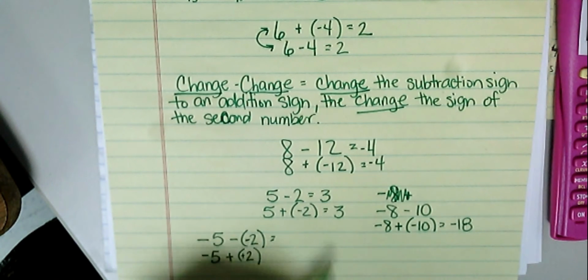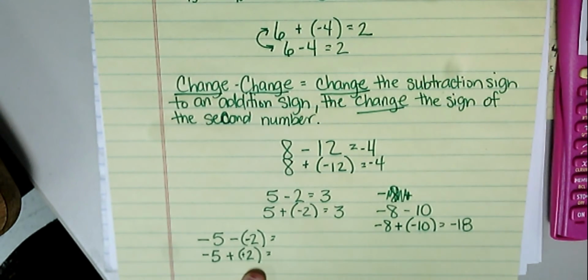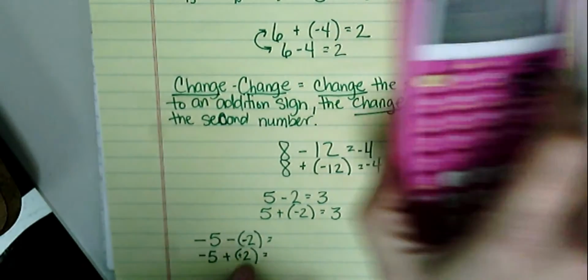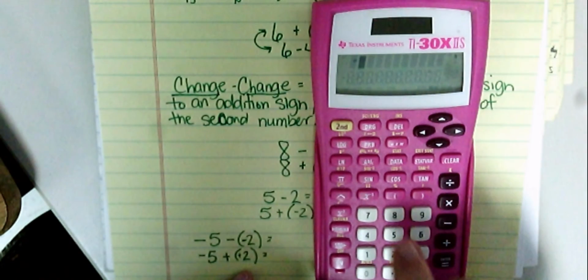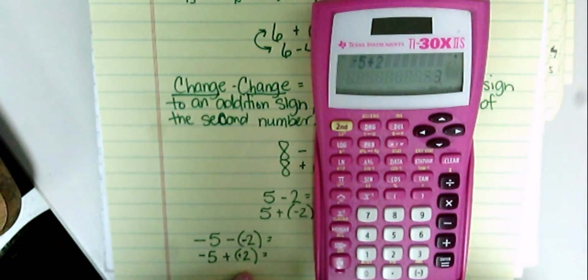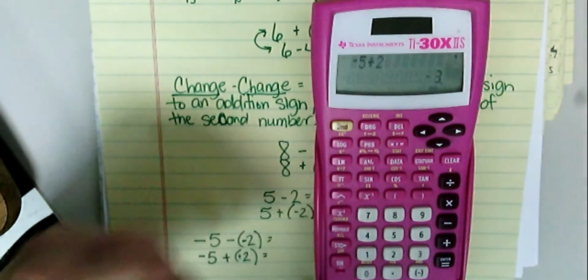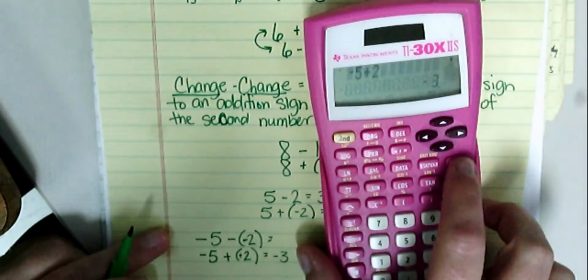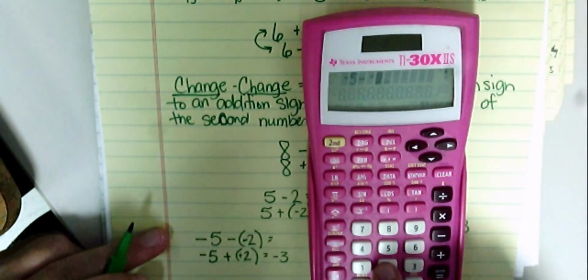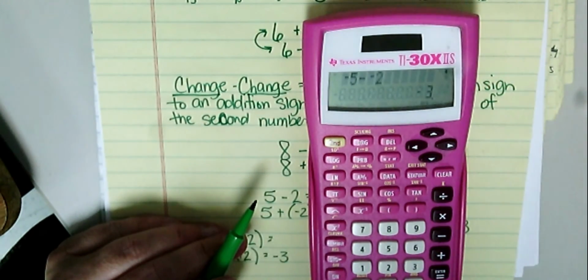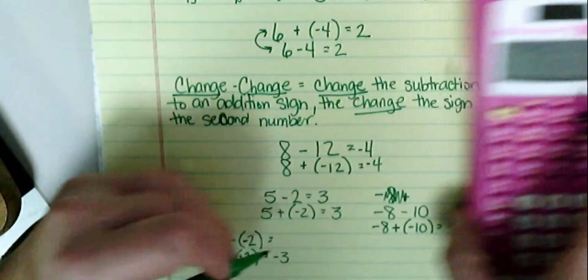So you are adding the opposite. That's the change rule. Add the opposite. So negative 5 plus positive 2. Well, negative 5 has a greater absolute value than positive 2, so the answer is going to be negative. And if you put negative 5 plus 2 in your calculator, that gives you negative 3. Watch. If you also do negative 5 minus negative 2, it gives you negative 3. It's the same thing.